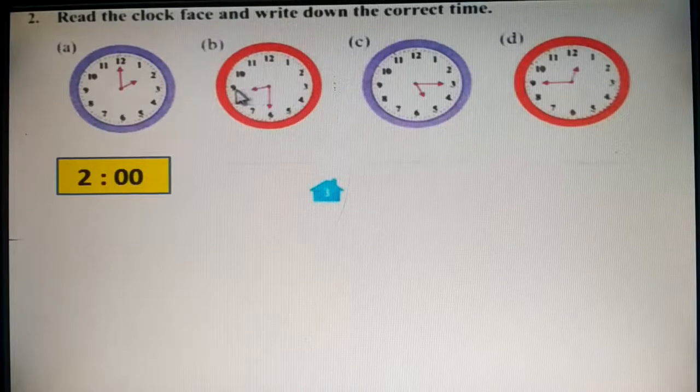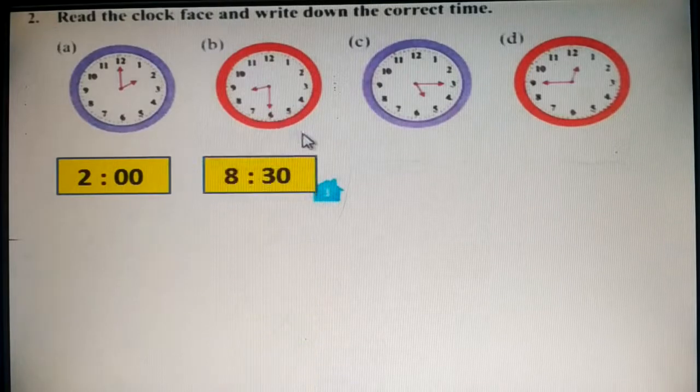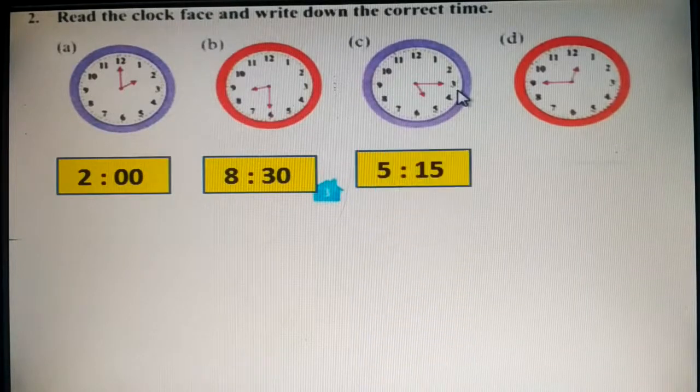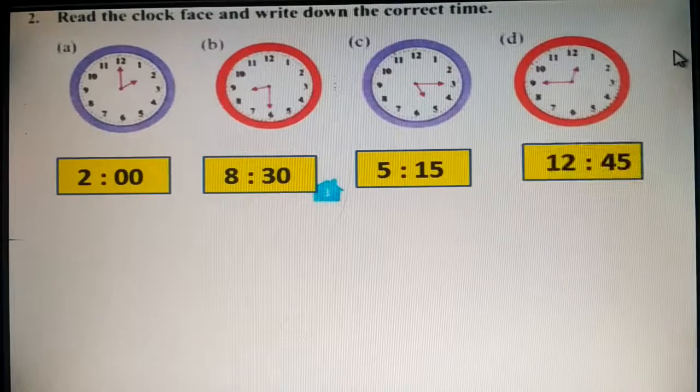In this one, the hour hand is between 8 and 9, minute hand is at 6, 6 5s are 30, time is 8:30. Hour hand is at 5, minute hand is at 3, 3 5s are 15, 5:15. Hour hand is between 12 and 1, minute hand is at 9, time is 12:45, 9 5s are 45, 12:45. Okay children, so here we have done.